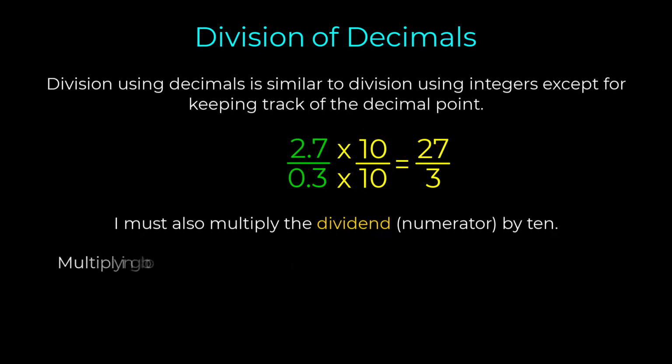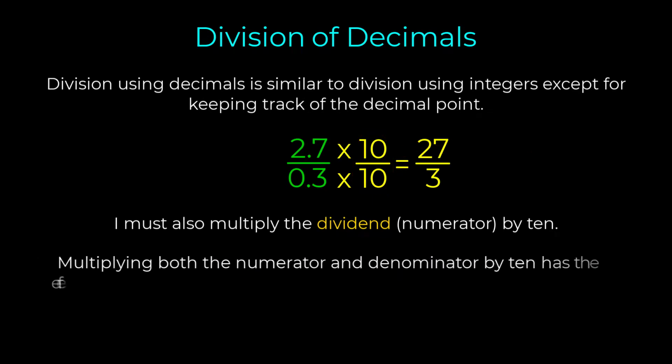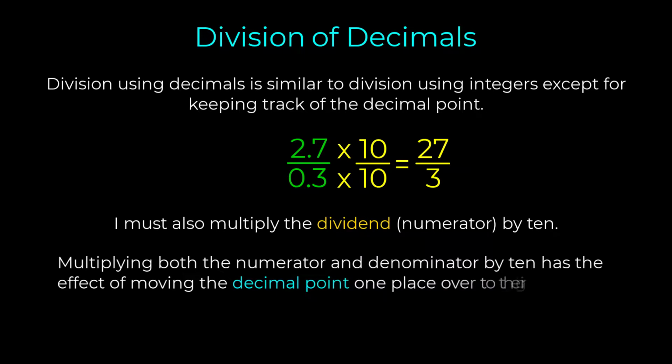My action of multiplying both the numerator and denominator by 10 has the effect of moving the decimal point one place over to the right for both decimals, that is, changing both the numerator and denominator into integers. My problem is now 27 divided by 3. The answer is 9. Let's try another division problem.